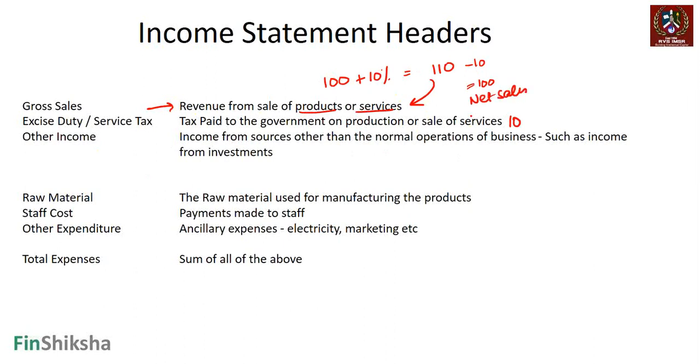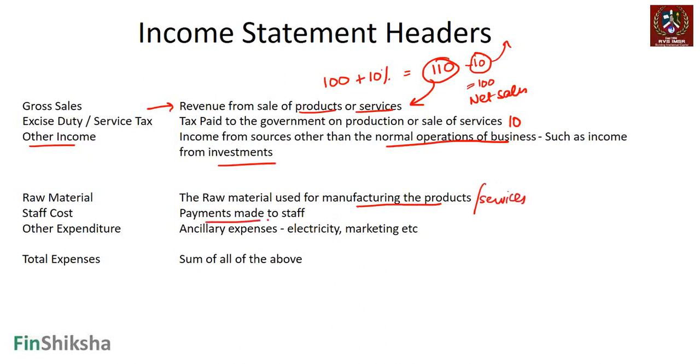After I have removed what I'm paying to the government, what is left is the net sales number, right? Or what I make out of what the customer pays. The customer has paid 110, but 10 has to be deposited to the government straight away. What is left in my hands is 100. That's my income. Other income is income from sources other than the normal operations of the business or income from investments, those kinds of examples, right? Raw material is the raw material used for manufacturing the products or the services, right?